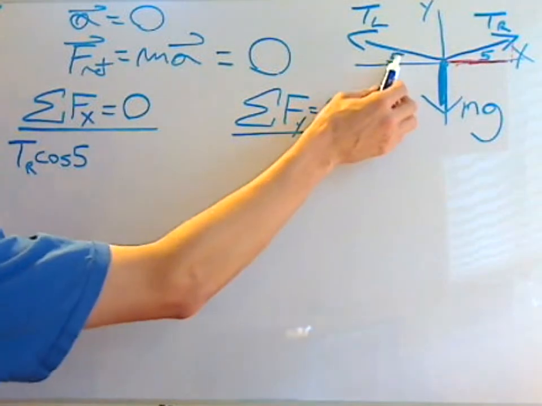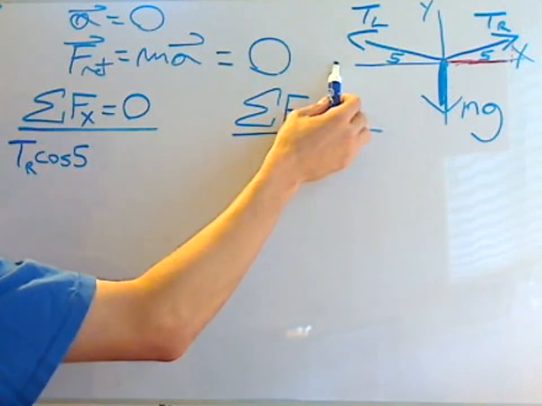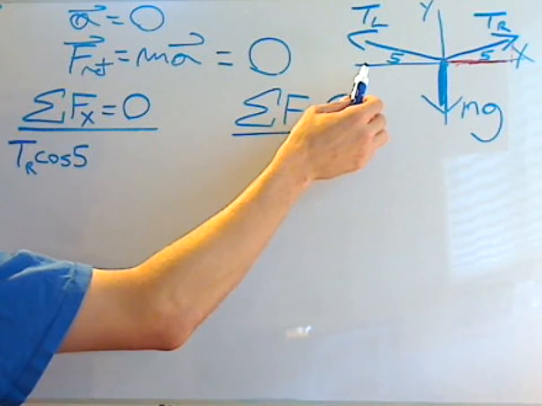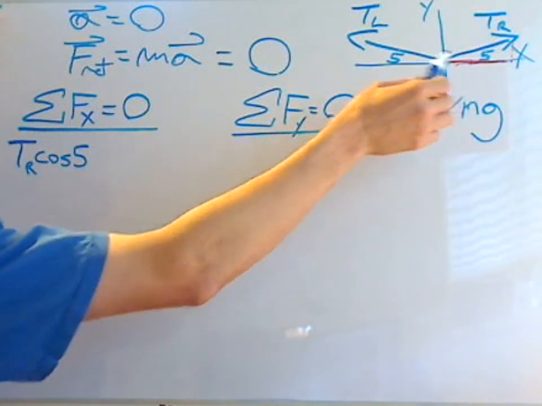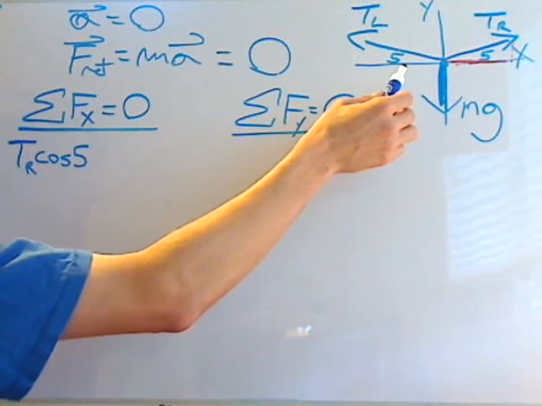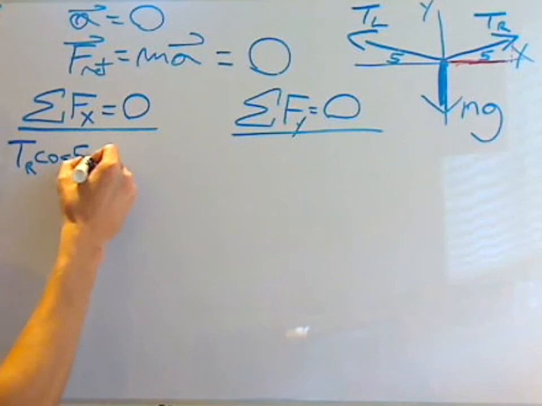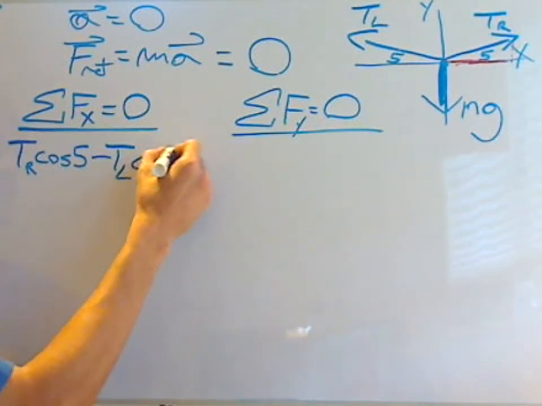Now, what about the left tension? Well, it makes the same angle with the x-axis, but it makes it with a negative x-axis. So the length of the x component is TL cosine 5, just like this was TR cosine 5. This is TL cosine 5, but it's negative. Okay? So it's a negative force, TL cosine 5.